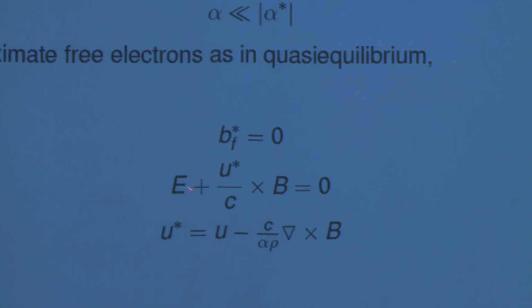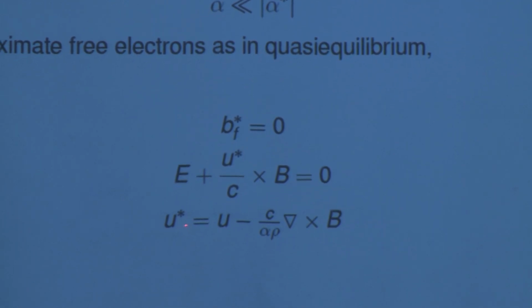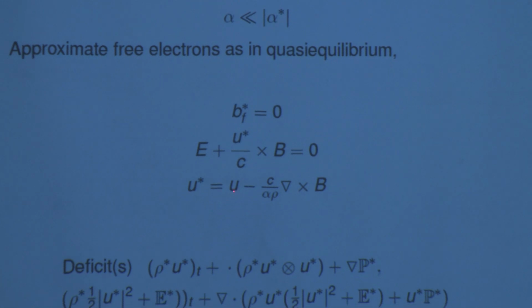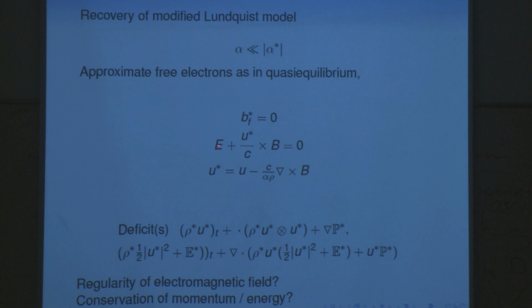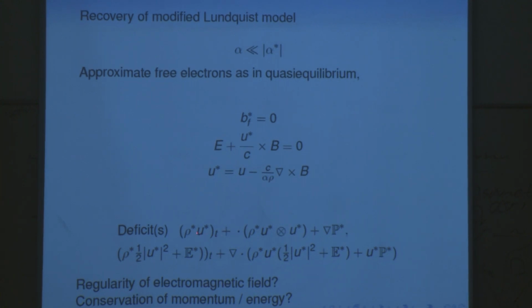If that's true, then BF star is proportional to this, and then we get exactly the same expression for the electric field that we got for the plasma model. So if this is true, then here's E, and U is this. So we get exactly the same expression for the electric field that we had for the modified Lundquist. But in doing so, we have ignored the electron momentum and the electron energy relations. These deficits will have to be small for this to work.